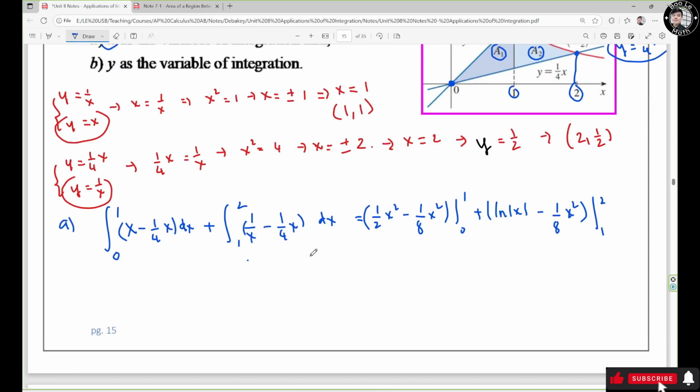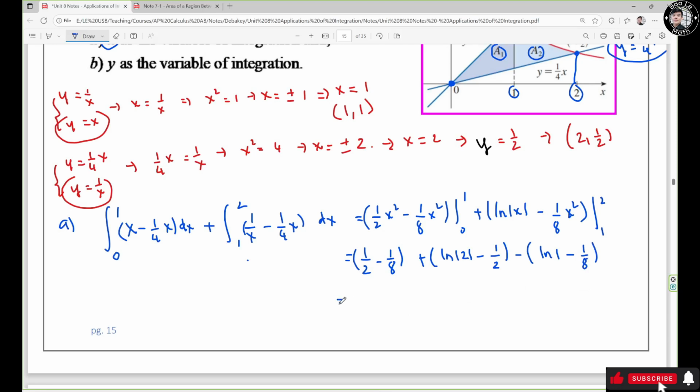It becomes, substitute 1 for s, it would be 1 over 2 minus 1 over 8. Substitute 0 for s, it would be 0, right? So I don't need to write it. Plus, substitute 2 for s, it would be the natural log of the absolute value of 2 minus, substituting 2 for s over here and simplifying, it would be minus 1/2, right? Subtract, substitute 1 for s, it would be the natural log of 1. Substitute 1 for s, it would be negative 1 over 8, right?